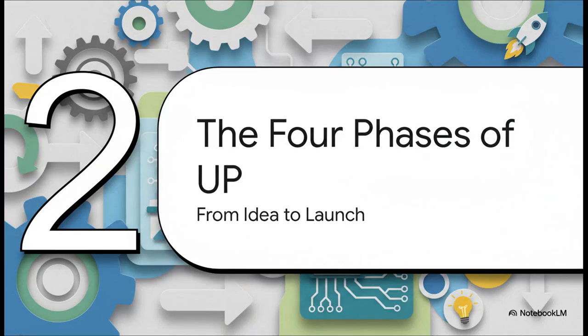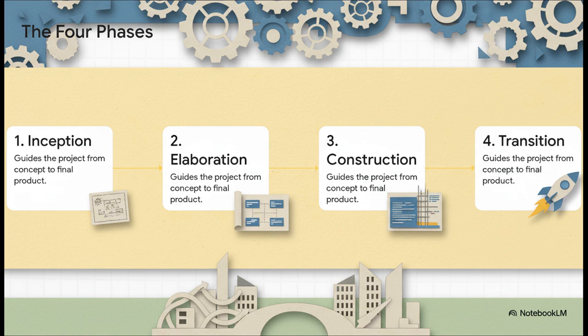So how does this actually work in the real world? Well, UP breaks the whole project down into four main phases. These phases guide you from the very first spark of an idea all the way to launch. They are inception, elaboration, construction, and transition. Let's take a look at what happens in each one.